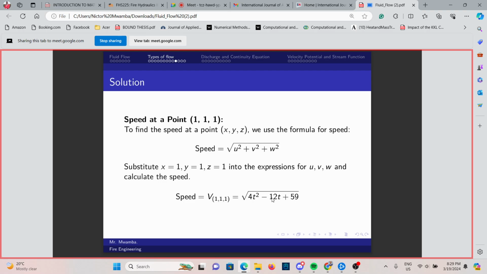Okay, when you make those substitutions, you should go through them after the class. You should find time to go through how this speed was found for x is 1, y is 1, and z is 1. T wasn't given. So this is the speed for these coordinates.